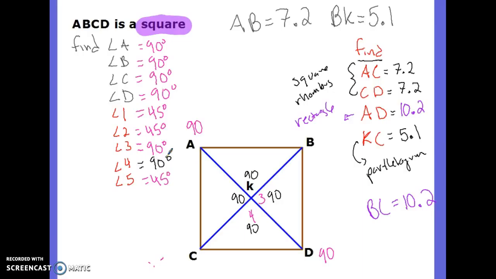So this is a really, really helpful video on how we can apply all the properties of a square, dealing with lengths and also dealing with angles. So make sure you've copied down this example thoroughly.